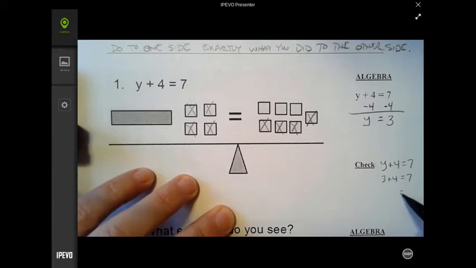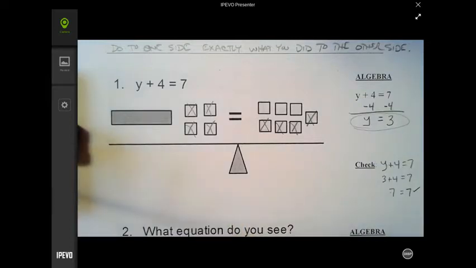equals 7. Now we have some math to do on the left-hand side. We have to do 3 plus 4, which is 7. And since 7 equals 7, since the two sides are equal, our check works. And so I know that y has a value of 3.